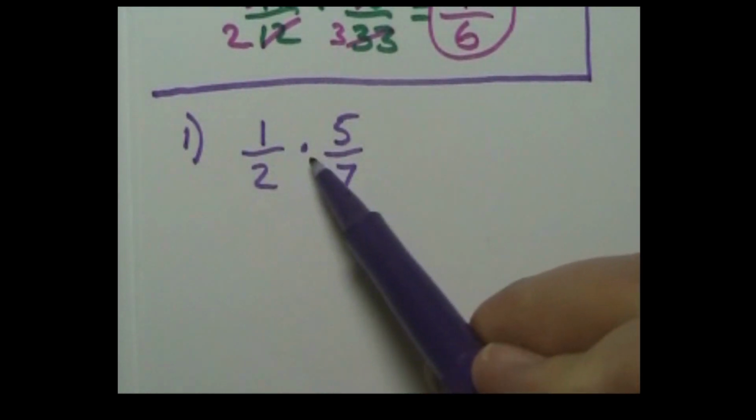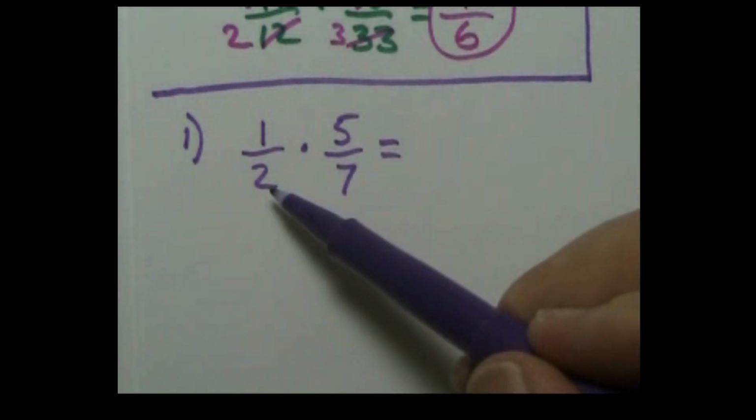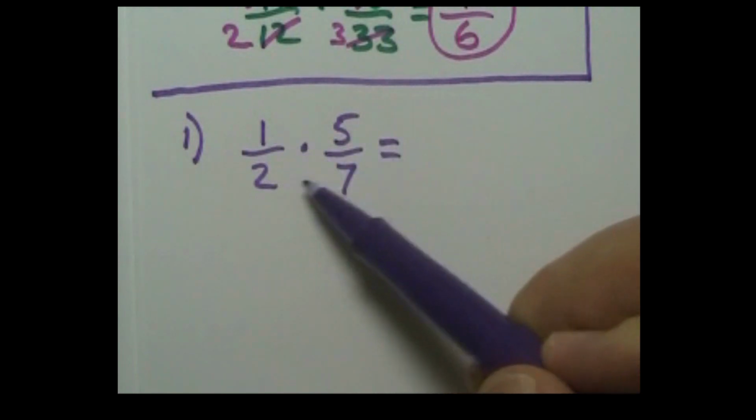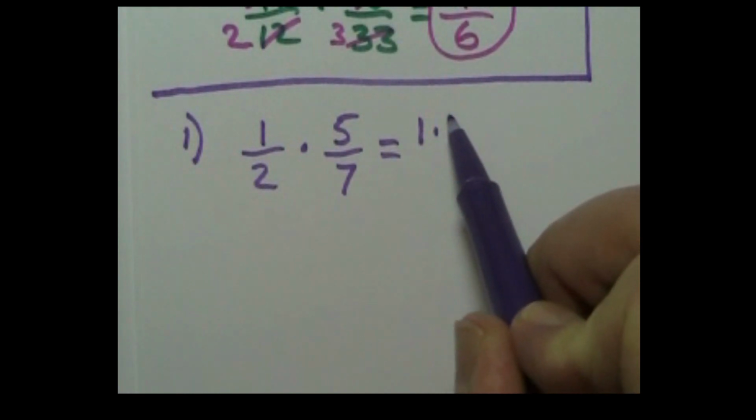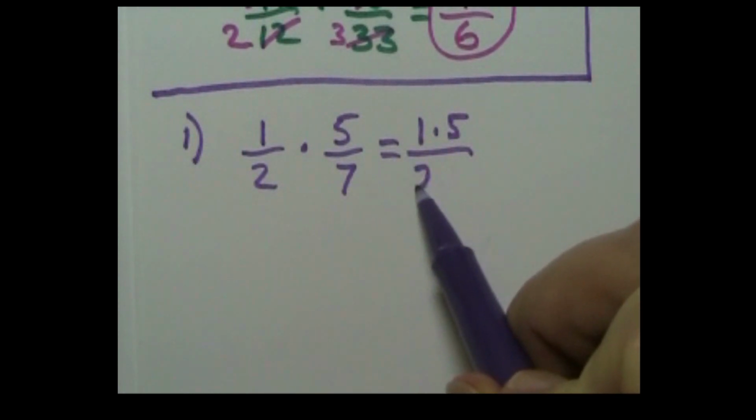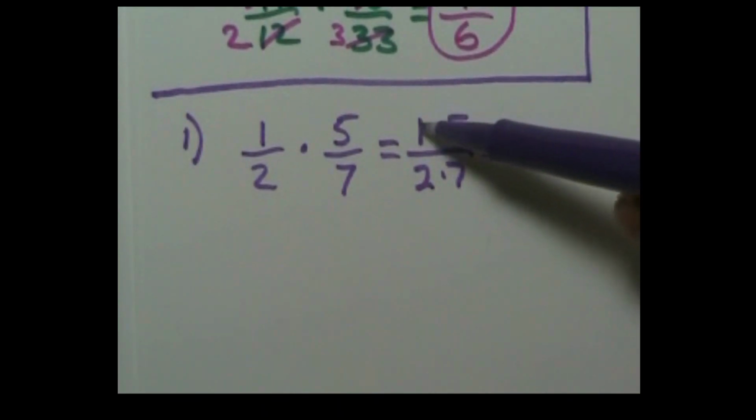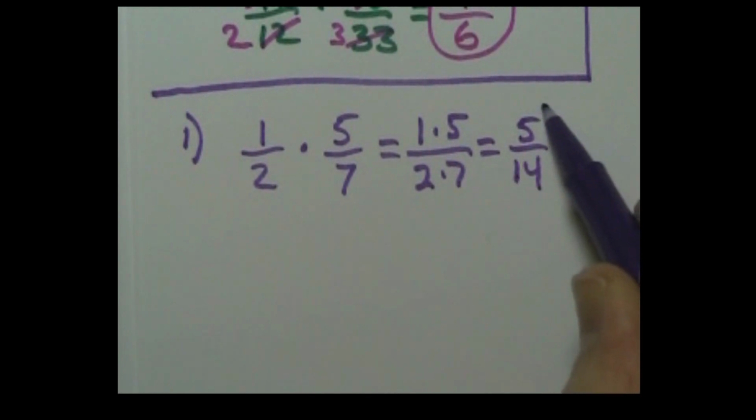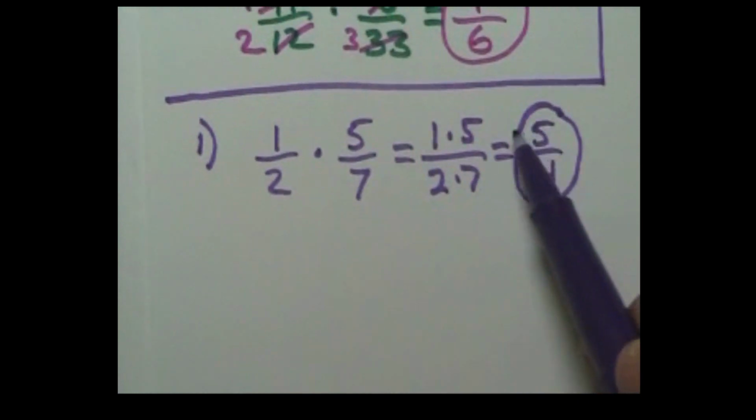So we have number 1, 1/2 times 5 over 7. And is there anything to reduce? They're already fractions. There's nothing to reduce. I can't do 2 and a 5, 7 and a 1 or anything. So I just multiply straight across. I'll write this for those who are still having trouble with fractions. So 1 times 5 is 5. 2 times 7 is 14. And there's our answer. So if everything's all reduced, just multiply straight across.